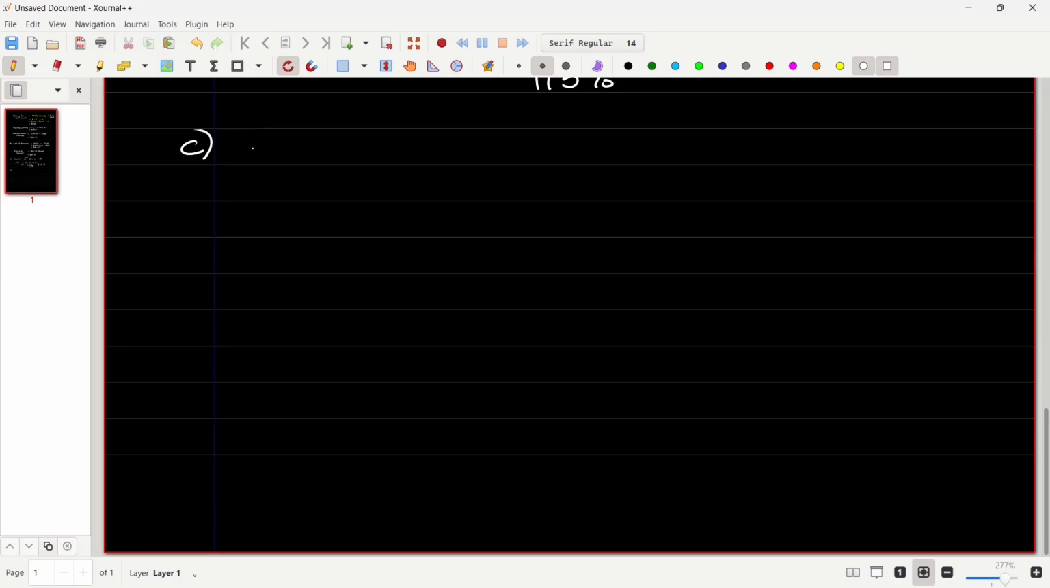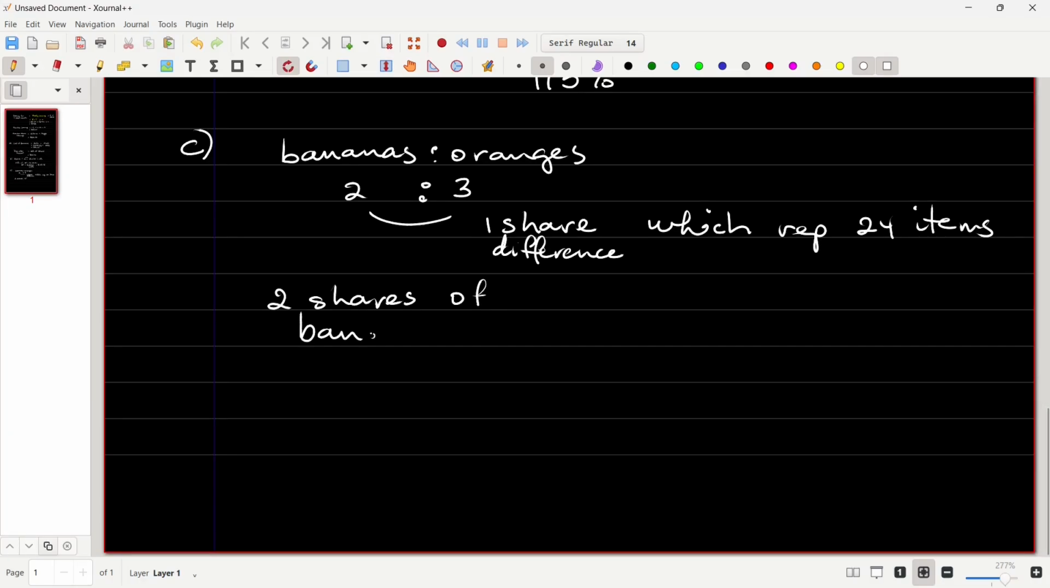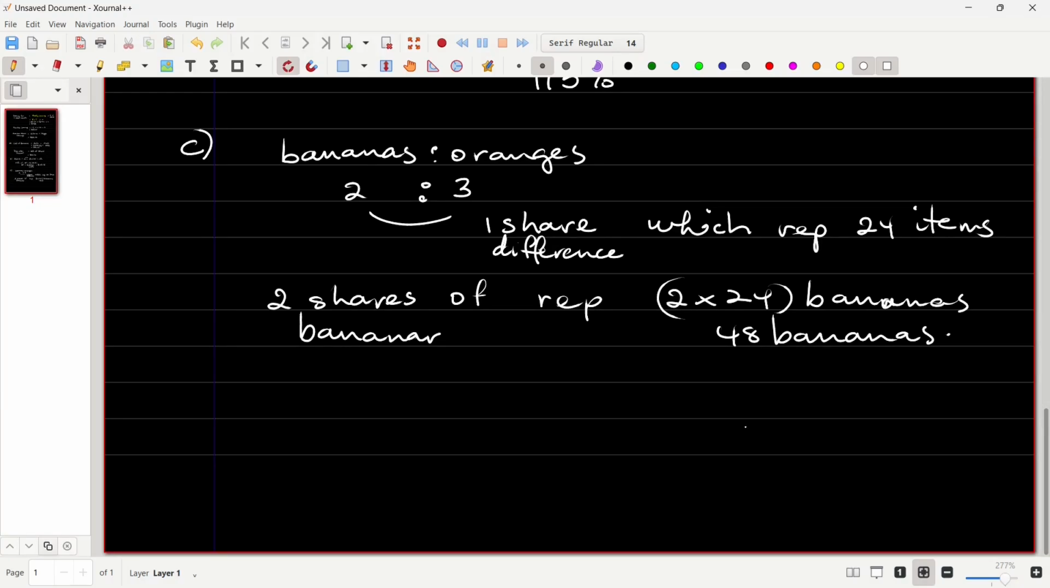And we're required to calculate the number of bananas that she bought. Now, the ratio of bananas to oranges is 2 to 3. And we know that she bought 24 more oranges than bananas. The difference between the oranges and bananas is 1 share difference, which represents 24 items. 2 shares of bananas represent 2 times 24 bananas. So that is 48 bananas total. Let's go to the next question.